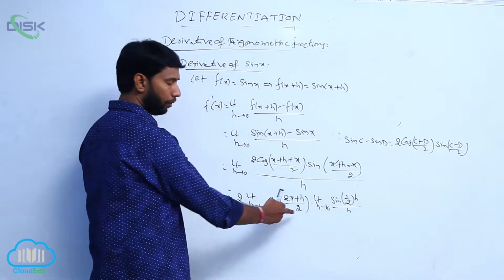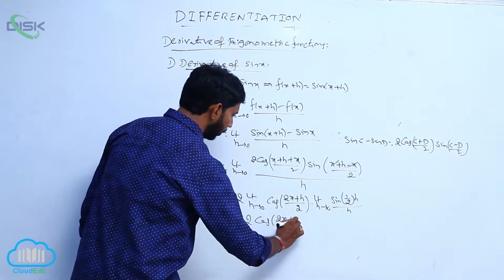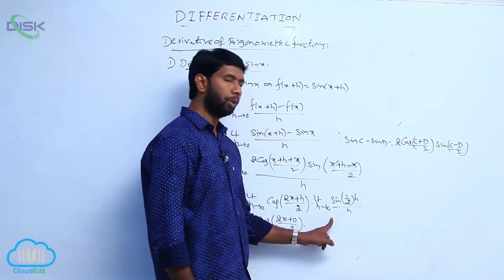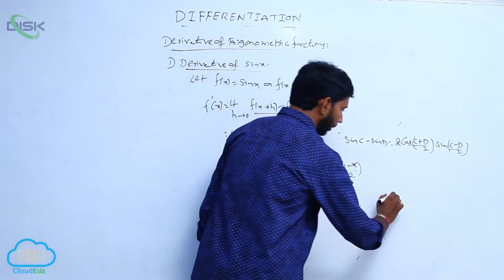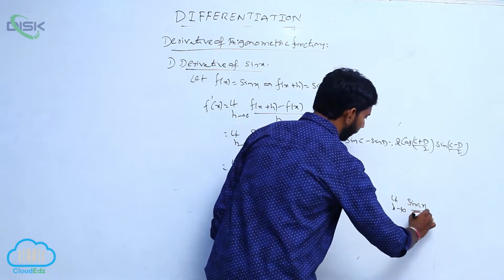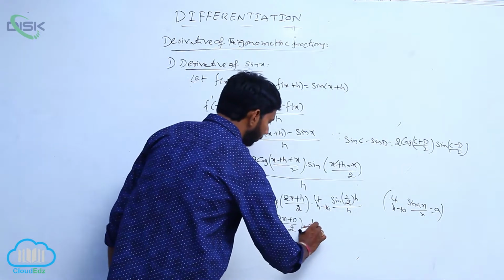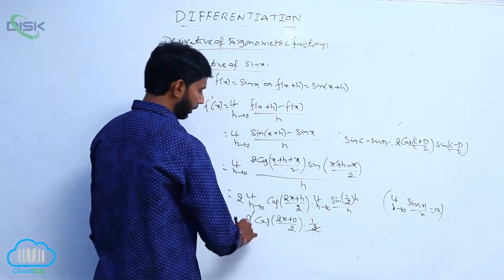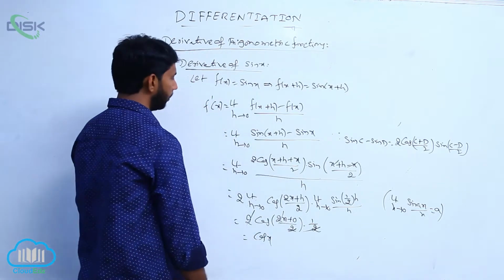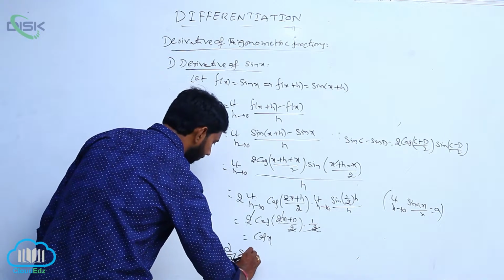Put h equals 0 in the first term, that is 2 cos of (2x plus 0) by 2, and the second term is of the form limit x tends to 0, sin ax by x, which is equal to a. That is equal to 1 by 2. Here 2 gets cancelled, that is equal to cos x. That means d by dx of sin x is equal to cos x.